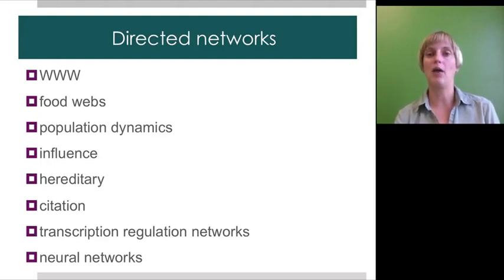Influence, how much you influence someone is probably different from how much they influence you, and it depends on your relative prestige and the nature of the relationship. Hereditary networks, citation networks, biological networks, such as transcription regulation networks or neural networks, are also directed. And it makes a lot of sense, right?